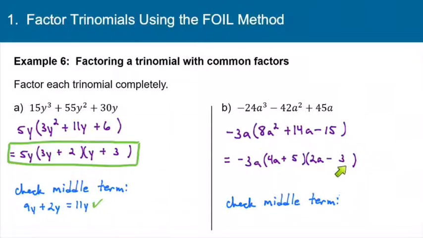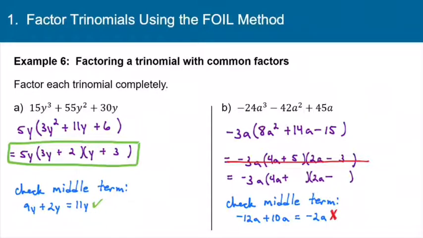Outer times outer is going to be negative 12a. Inner times inner is going to be positive 10a. Negative 12a plus 10a is going to add up to negative 2a, not the positive 14a that we wanted. So we'll need to change the order of these numbers, and if that doesn't work, we'll need to try something else. So let's recopy our setup, and let's put the 3 here and the 5 here.